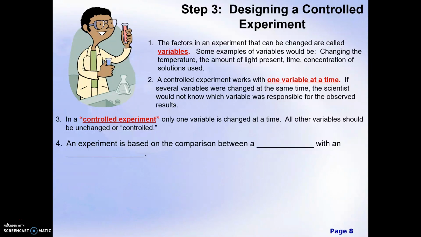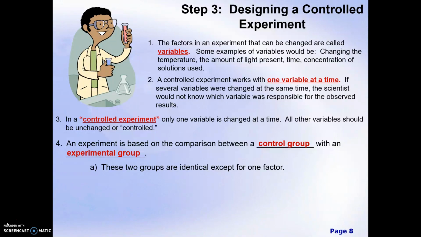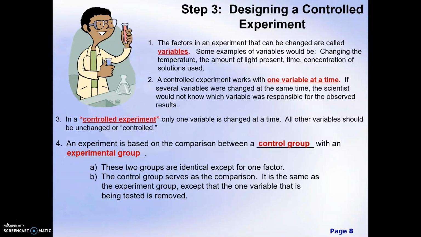So an experiment is based on the comparison between a control group, so something we don't change, with an experimental group. And I'll explain this in just a second. So we have 2 different groups, and they're exactly the same. We only change one thing. The control group is going to be the comparison. So it's going to be exactly the same as the experimental group, except one variable is being tested.